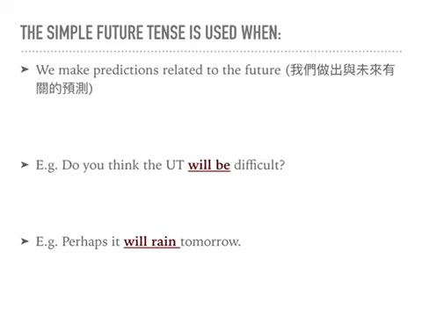We will use simple future tense also when we make predictions related to the future. Predictions means we guess something, but we're not sure if it is true. For example, do you think the UT will be difficult? We're not sure, we're just making a guess.